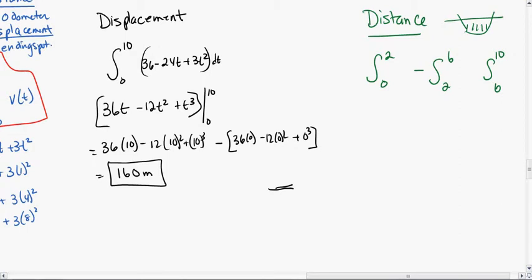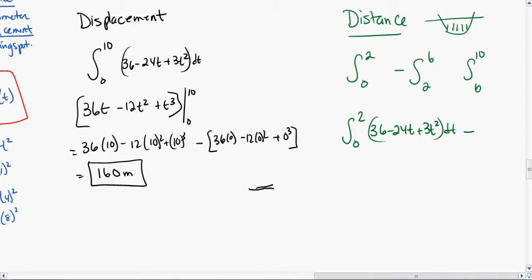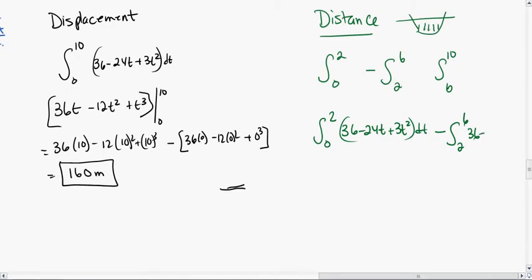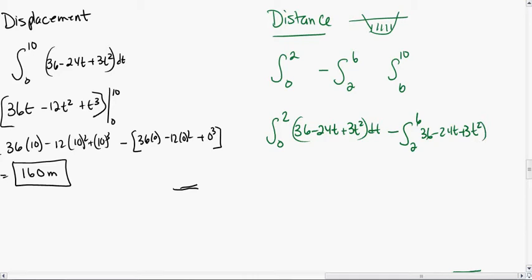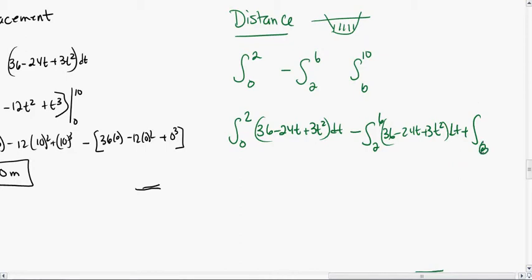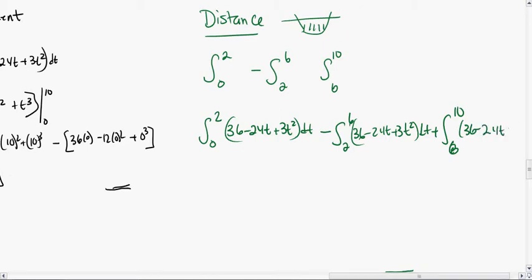So we're going to integrate the function from 0 to 2. So the integral of 36 minus 24t plus 3t squared dt, minus the integral from 2 to 6 of 36 minus 24t plus 3t squared dt, plus the integral from 6 up to 10 of 36 minus 24t plus 3t squared dt.